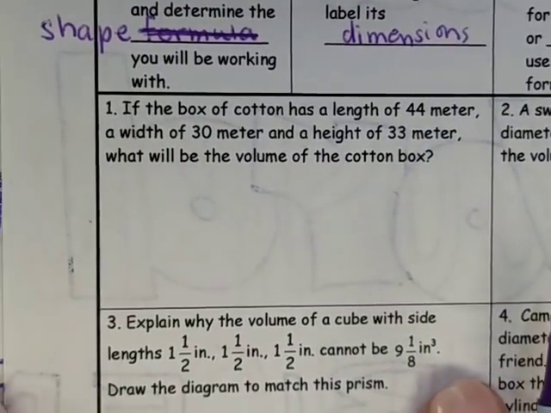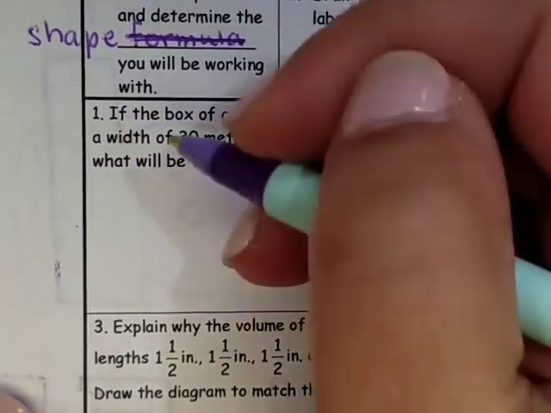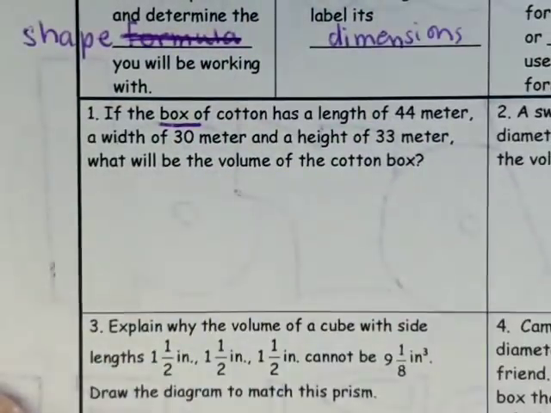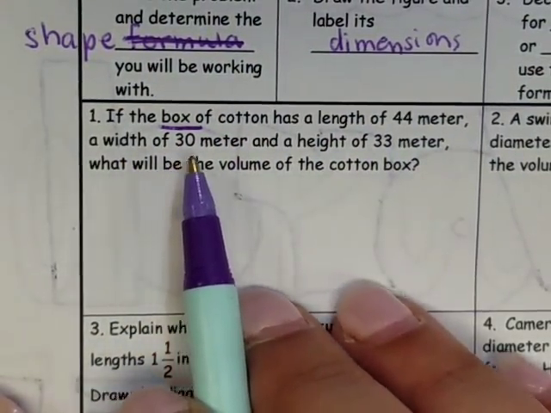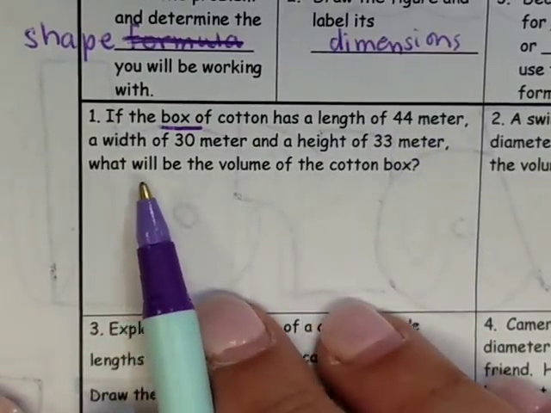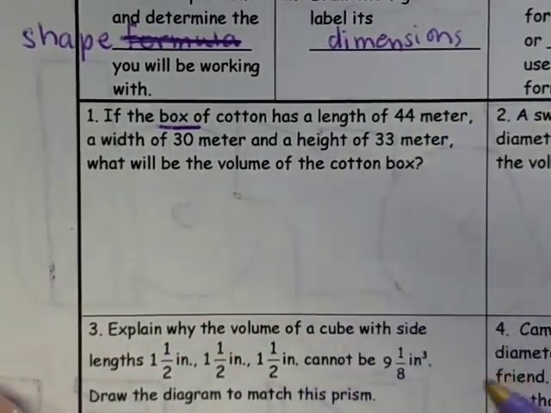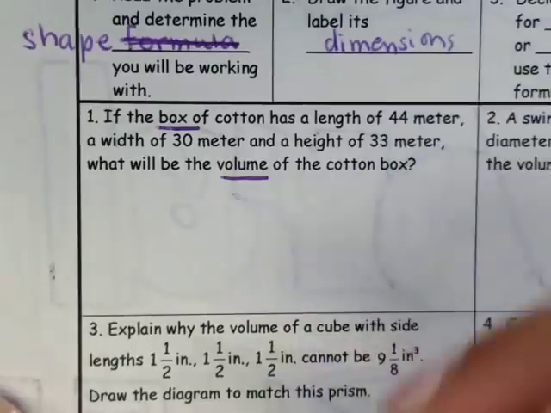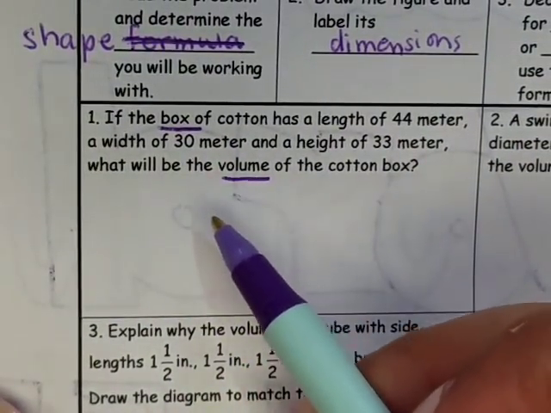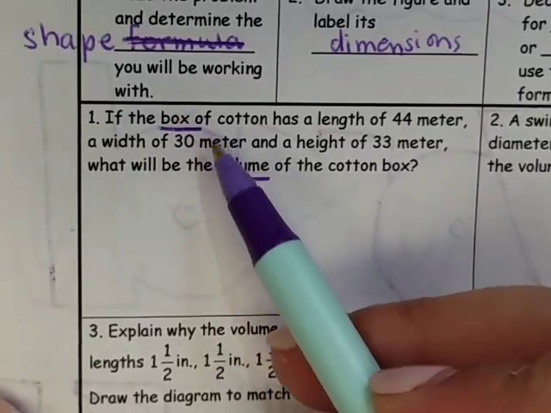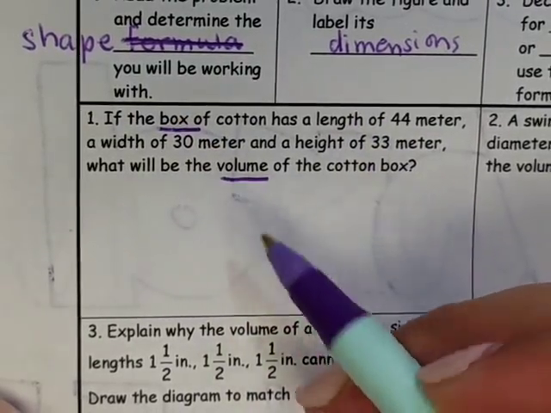So let's start with our first problem. If the box, so my shape is a rectangular prism, of cotton has a length of 44 meters, a width of 30 meters, and a height of 33 meters, what will be the volume of the cotton box? So this one actually gives it away because they already tell us what we're finding. Sometimes they would say how much would it take to fill up the space, and that would be volume. So we already know its shape, we know the dimensions, and we know that we're doing volume.